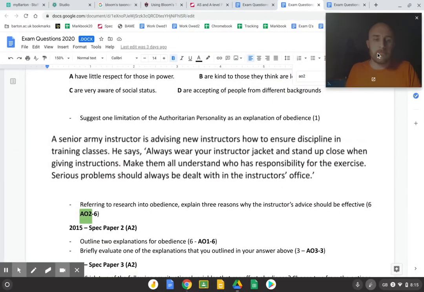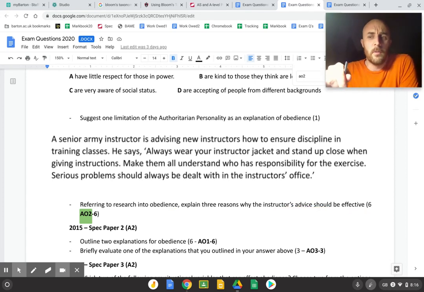So you have to actually read the stem just here. A senior army instructor is advising new instructors how to ensure discipline in training classes. He says always wear your instructor jacket, that's uniform, and stand up close when giving instructions, that's proximity. Make sure all understand who has responsibility for the exercise. Serious problems should always be dealt with in the instructor's office, that's location. So the question in this case is referring to research into obedience. Explain 3 reasons why the instructor's advice should be effective.